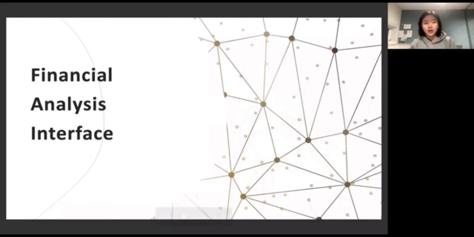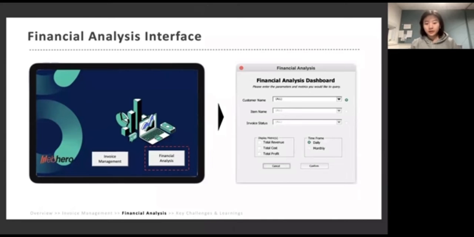So hi everyone, now I'm going to introduce you the financial analysis interface. So first, when you click on the button of financial analysis on the dashboard, it will pop out a user form where you can select which kind of financial analysis you want to see. If you take a closer look at the form, you can choose to display this financial analysis by cluster name or item name or invoice status. And for all those three choices, you can display the metrics of revenue, cost, and profit. And also you can see it in a daily manner or a monthly manner.